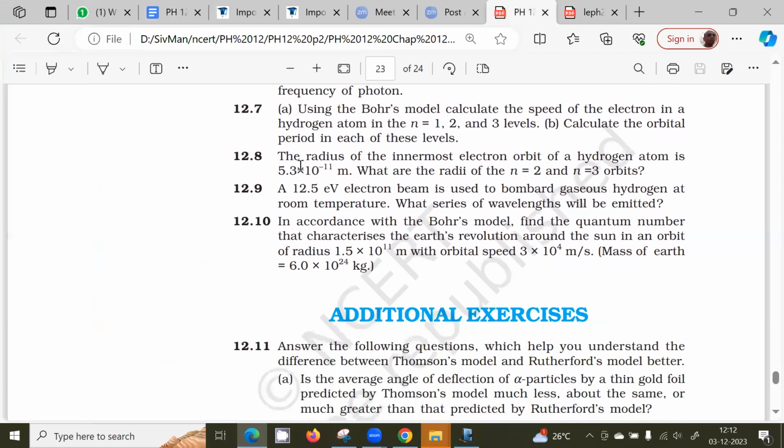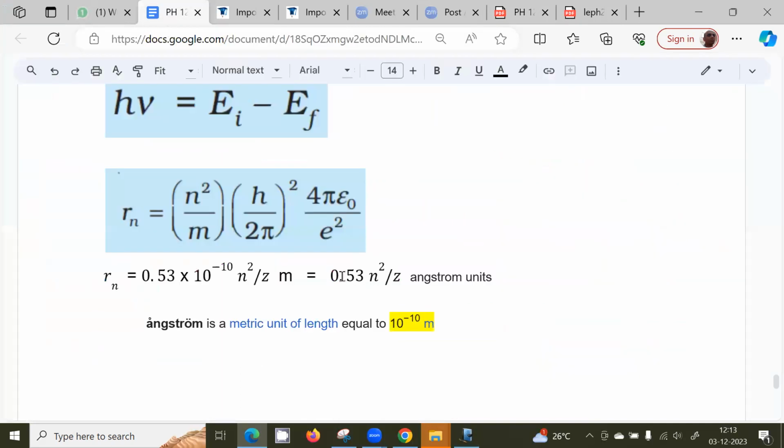Problem 12.8, the radius of the innermost hydrogen orbit. Trivial question. This is R1. So R2 will be n square times R1, so it will be 4 times this one, and R3 will be 9 times this one, because R goes as n square. Once I know R1, to get R2, I have to multiply it by 4.